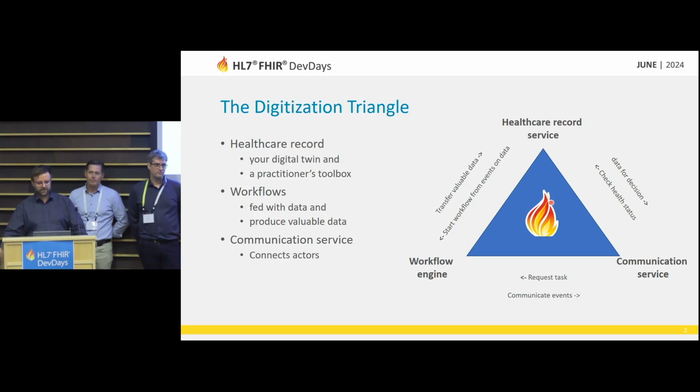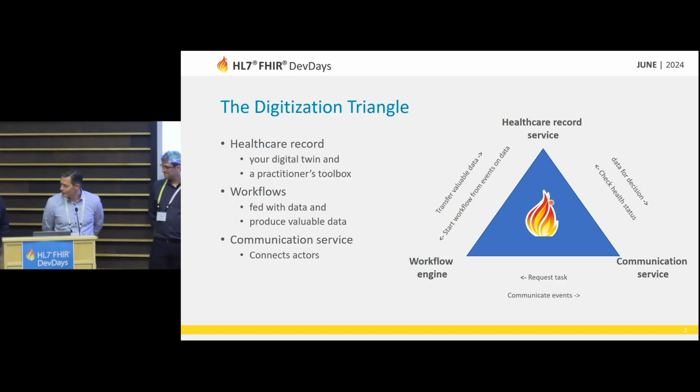And on the other side, when we want to talk about data, we need to check up on healthcare services and may want to request workflows, request tasks. And also in a workflow, there might be some events and we want to communicate these events. And with the introduction, I will hand over to my colleague Raik.